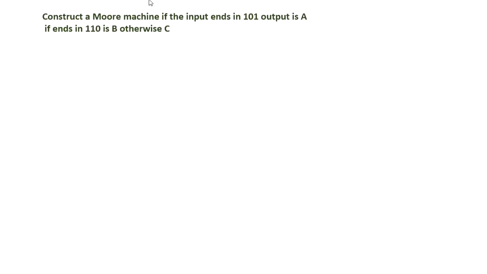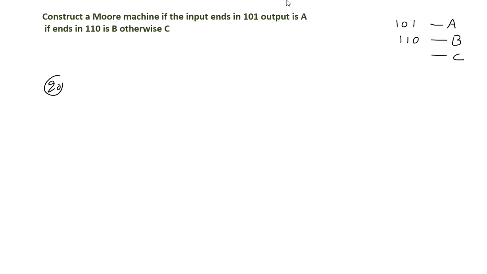Hi everyone, we will see more examples on Moore machine. Construct a Moore machine if the input ends in 101, output is A. If it ends in 110, output is B, otherwise C. That means there are three cases. If the string ends in 101, output is capital A, and if the string ends in 110, output is B, and otherwise C. Start constructing the Moore machine.